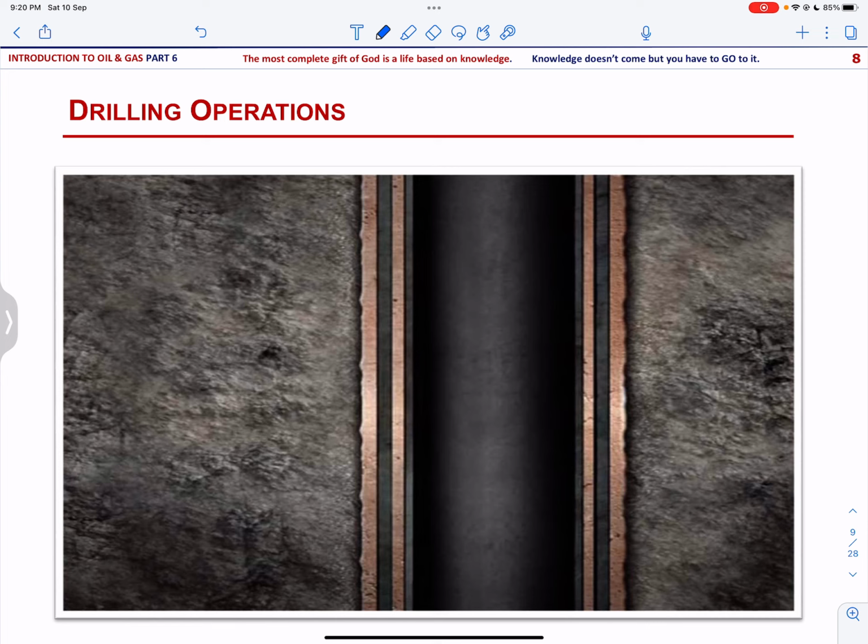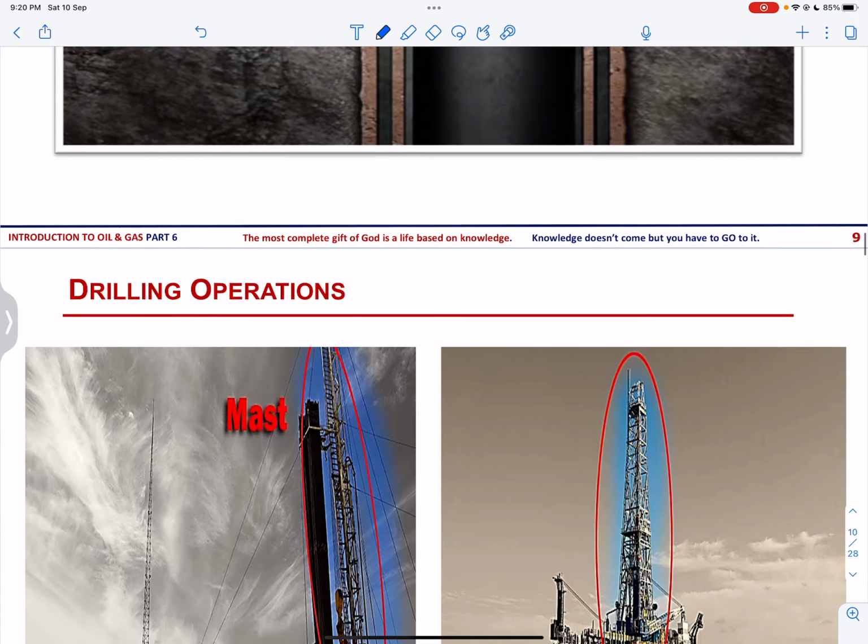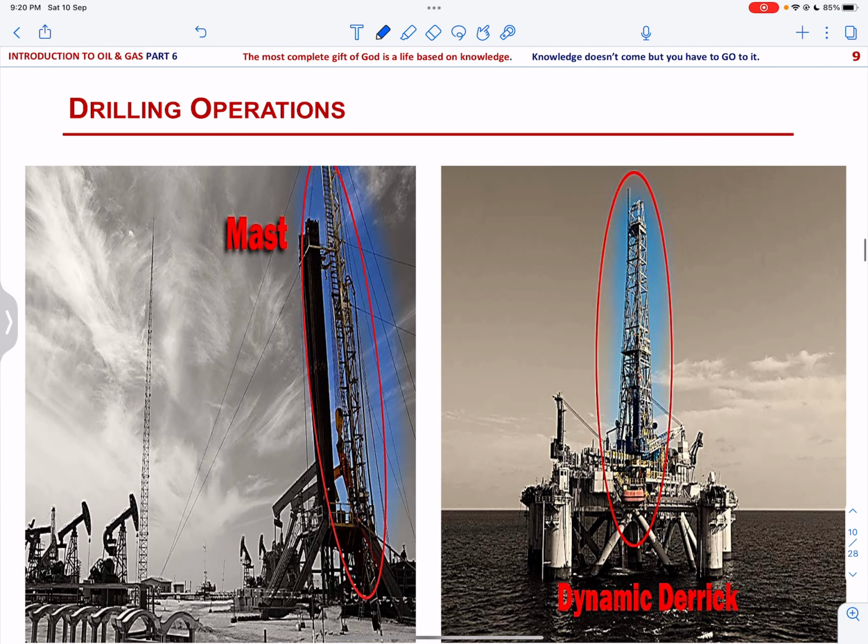Periodically, the drill bit becomes worn out or damaged and must be replaced. This process is called tripping out. After a new drill bit is attached, the pipe is lowered back into the hole in a process called tripping in. Normally, the drill pipe is removed depending upon the height of the derrick or mast. A derrick or mast is a four-legged load-bearing structure that is part of the drilling rig.